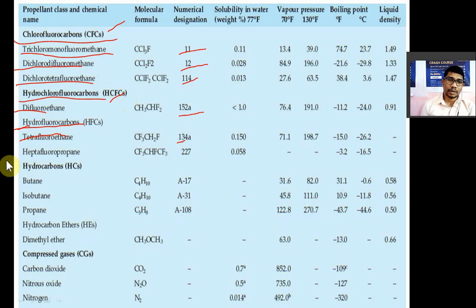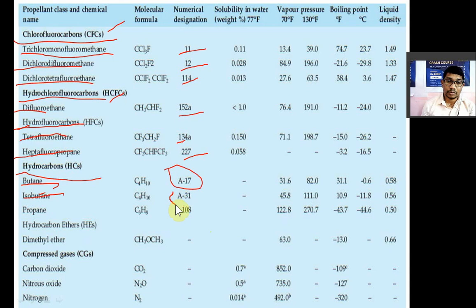हाइड्रोकार्बन्स मीन सिंपल हाइड्रोकार्बन आएंगे ब्यूटेन, आइसोब्यूटेन एंड प्रोपेन. ब्यूटेन इज नोन एज अ प्रोपेलेंट A17. क्वेश्चन आती है इसके ऊपर इसलिए 2-3 बार ले रहा हूँ. आइसोब्यूटेन प्रोपेलेंट A31, प्रोपेन प्रोपेलेंट A108.